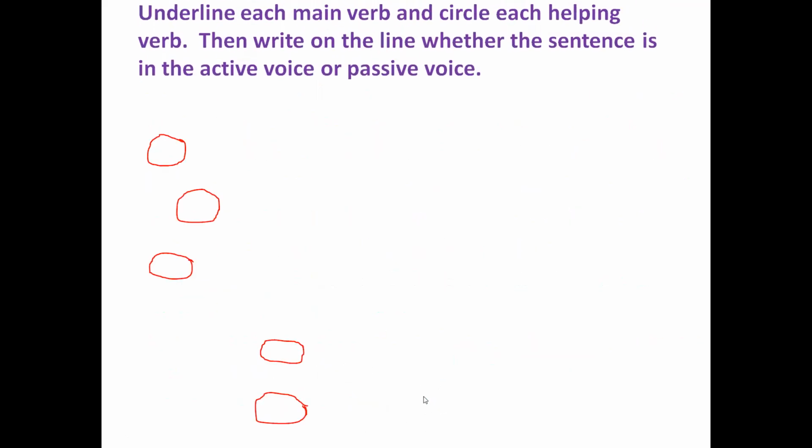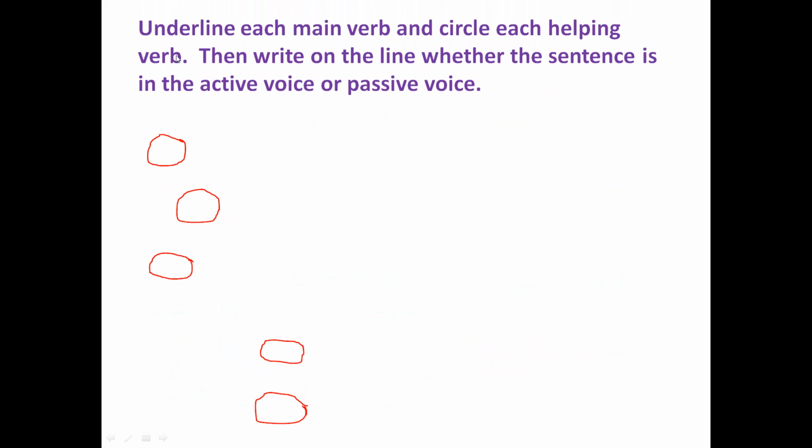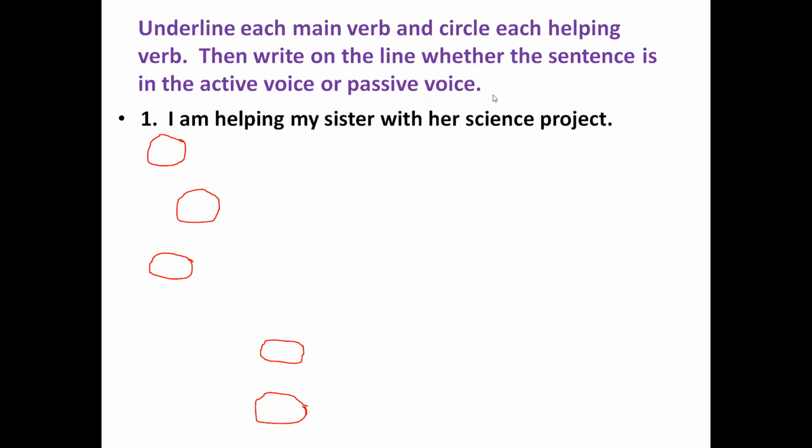Now we'll start with your exercise here on page number 61. Underline each main verb and circle each helping verb. You have to underline the main verb and circle the helping verb. Then write on the line whether the sentence is in the active voice or passive voice. Let us see the first question.